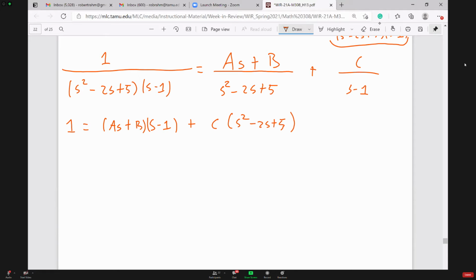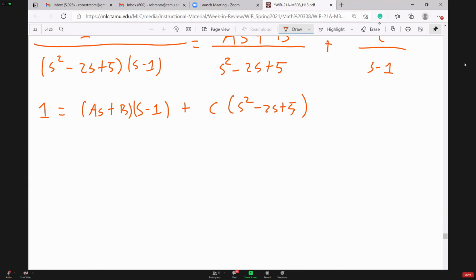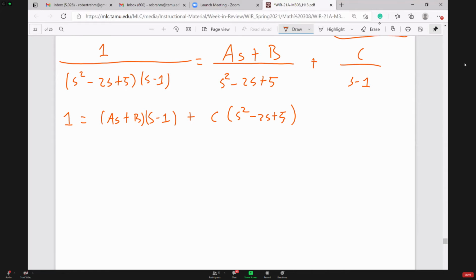Okay, so now I'm going to equate coefficients. So I'm going to see what is the power. So I've got a second degree polynomial on the right hand side. And so whenever I have two polynomials that are equal to each other, the corresponding coefficients are equal to each other.